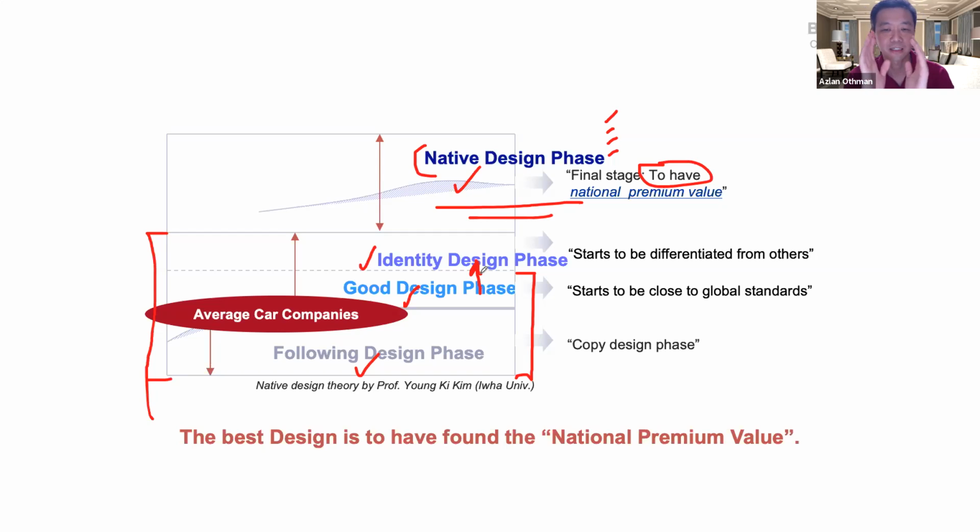Yeah, so that's the second phase where we started to develop our own identity. And we moved into native design. That was very important. Why? Because we're known as a national car. We carry that baggage of being a national car. So you have to look into native design.